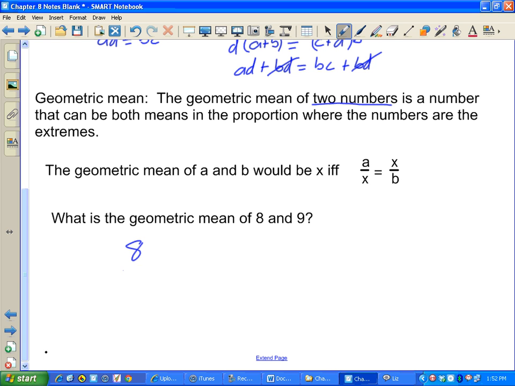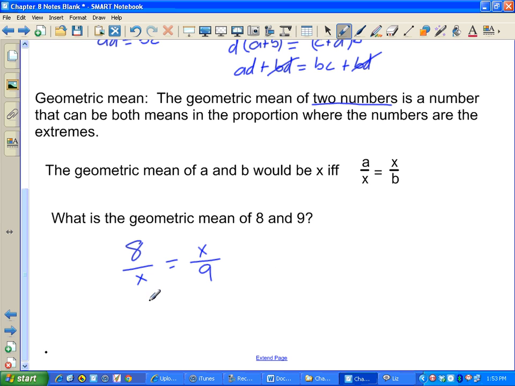Well, that means I'm going to put 8 and 9 in the extreme positions. And I'm going to be looking for a number that I can put here that makes this true. So 8 over something has to equal something over 9. I'm looking for that number that makes this ratio the same as this ratio, because that's what a proportion does. It takes one ratio and says it's the exact same as a different ratio.